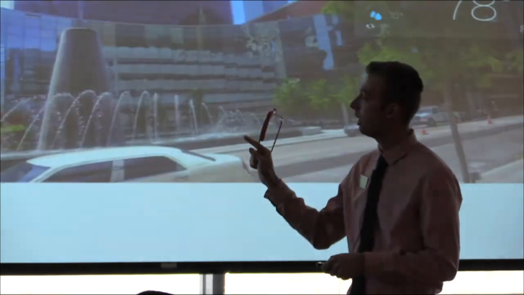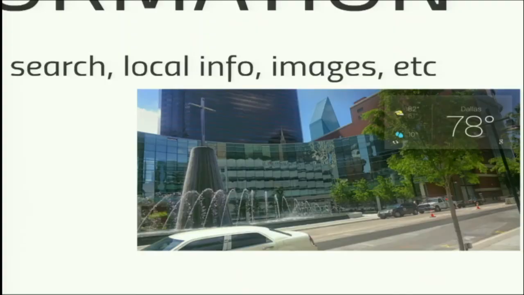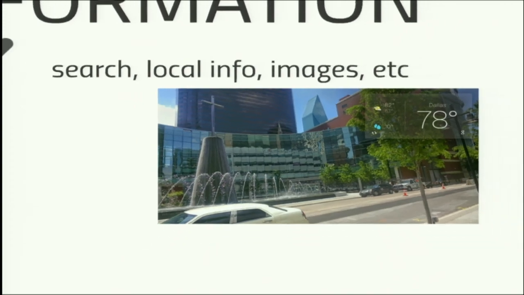This is just an example of an image, the weather in Dallas. So walking down the street and feeling a little hot, asking Glass, what's the weather like outside? And you can see as you're walking, it gives you that contextual information there.